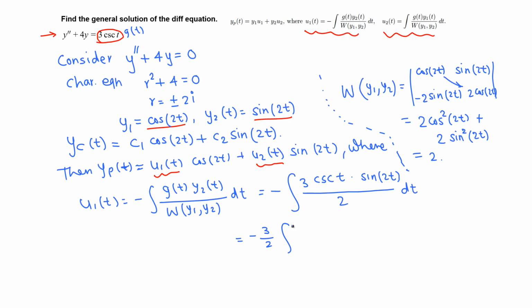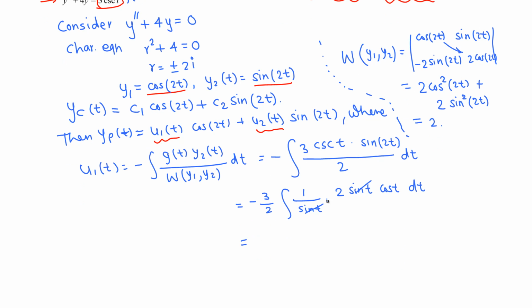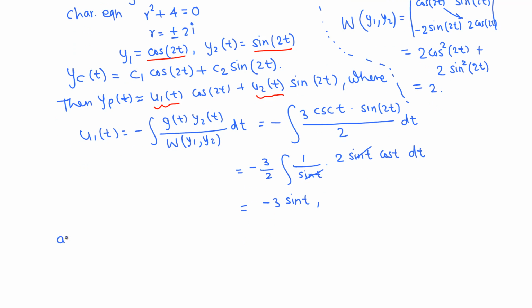So cosecant, you can write 1 over sine, and sine 2t is 2 sine t cosine t. Then we can cancel sine and sine, these two also cancel, we can pull the 3 outside, and that leaves, 2 cancels, so negative 3 antiderivative of cosine, that's sine t, plus c, we take that 0. So u1 is negative 3 sine t. Okay, now we need to find u2.